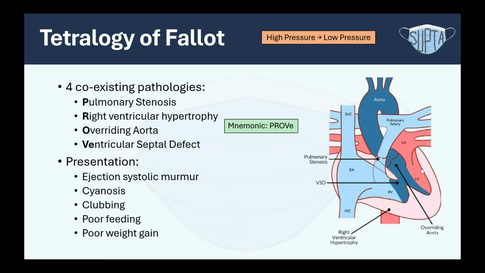Because feeding has such a high demand, infants may tire very easily, which is going to lead to them not feeding very well. If they aren't feeding very well, they also aren't going to gain much weight.